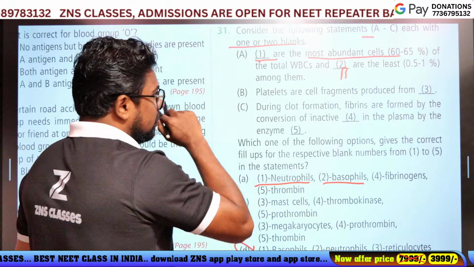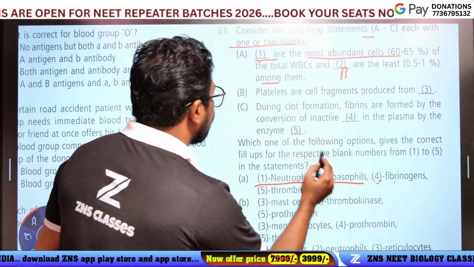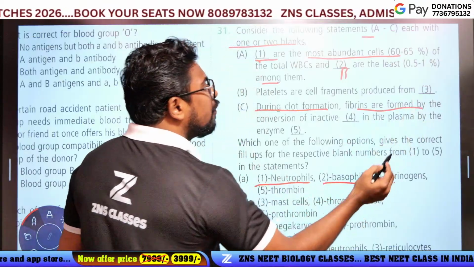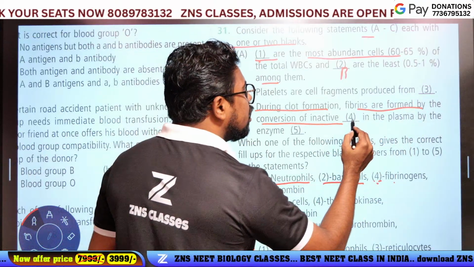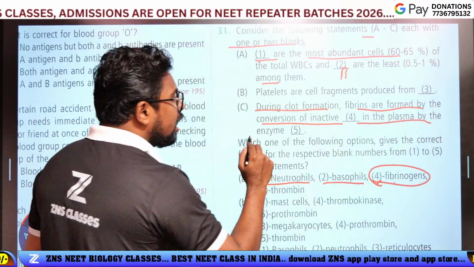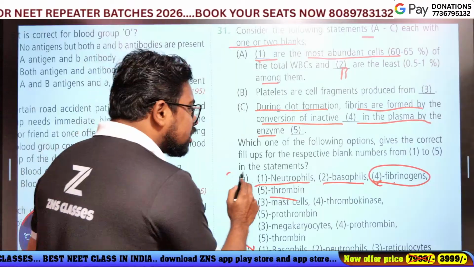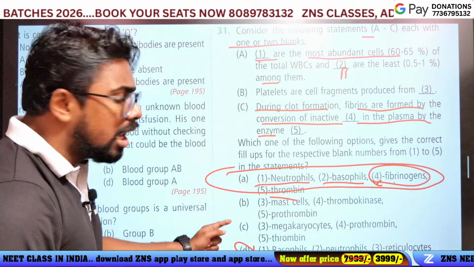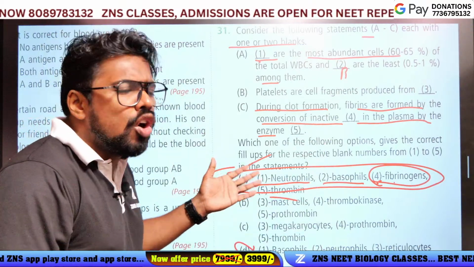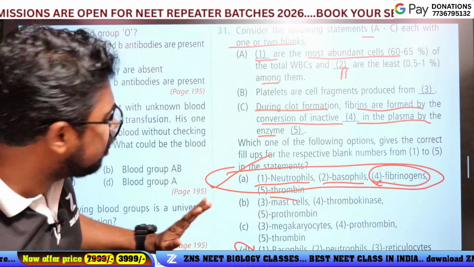Next, fibrinogen. During clot formation, fibrin is formed by the conversion of inactive fibrinogen in the plasma by the enzyme called thrombin. Yes, thrombin converts fibrinogen into fibrin. Option A is correct. Confirm, option A is the correct answer. Don't waste your time.